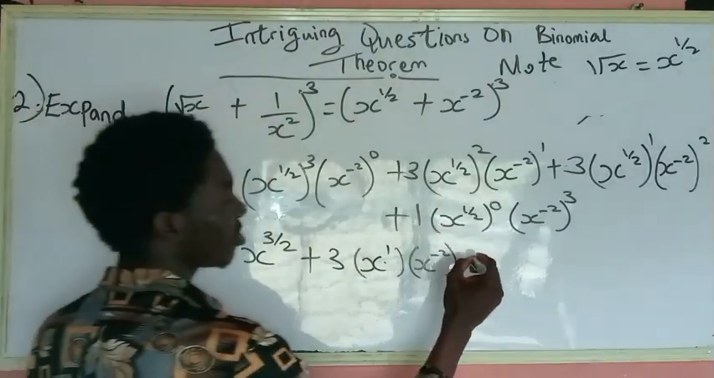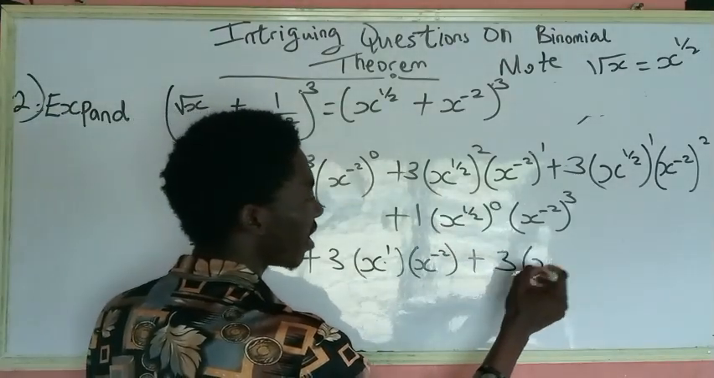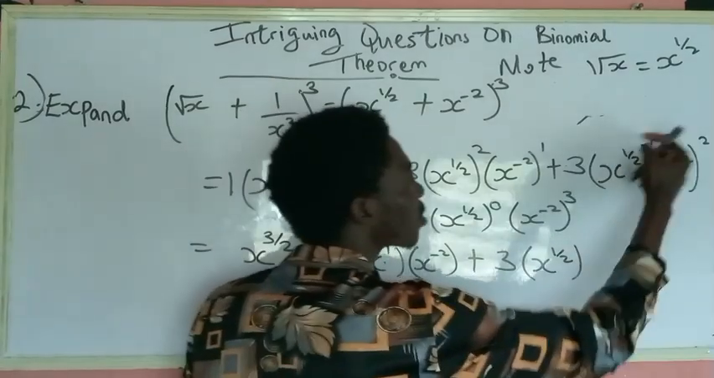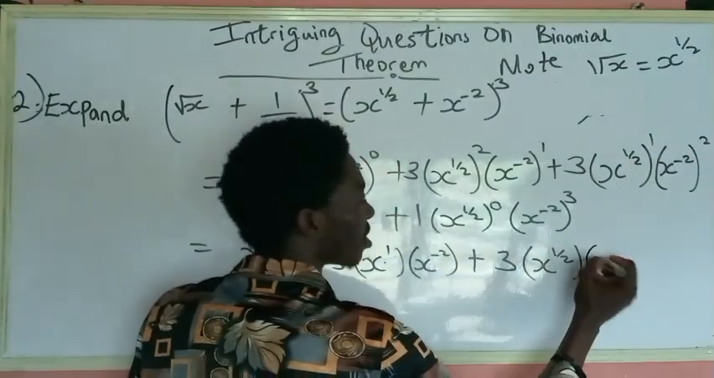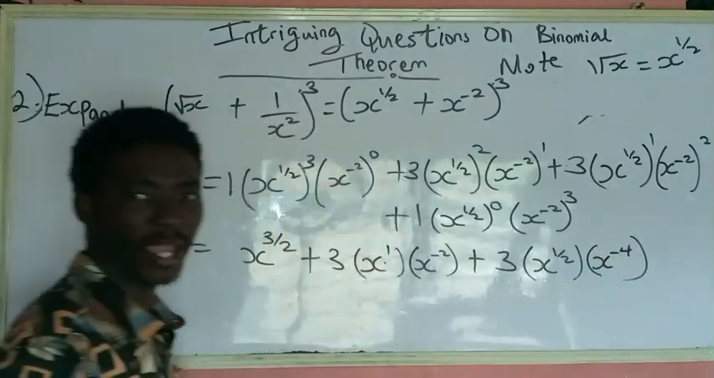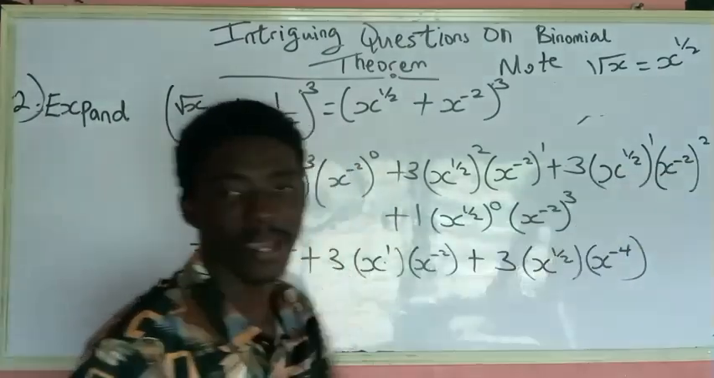Next one, you have a 1. You have a 3. x is per half. Half times 1 is what? Is half. 2 times minus 2 is what? Is minus 4. Can you see it's a minus 4 because it is 2 times minus 2, that is minus 4.